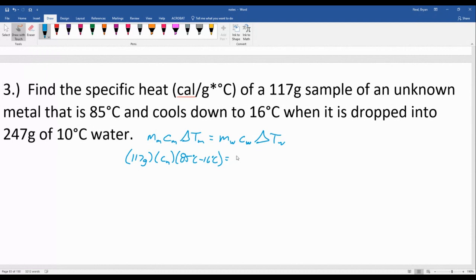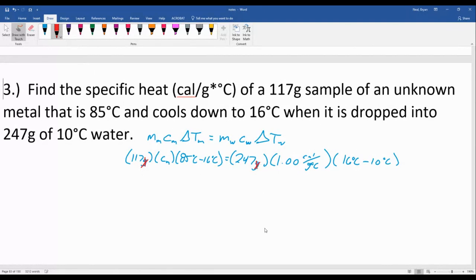Okay, then the mass of the water, 247 grams. Because it's water, 1.00 calories per gram degrees Celsius. So as it turns out, water is part of the definition for how calories are set up. Then the change in temperature, we want to make sure to subtract so that it stays positive, so we'll have 16 minus 10.